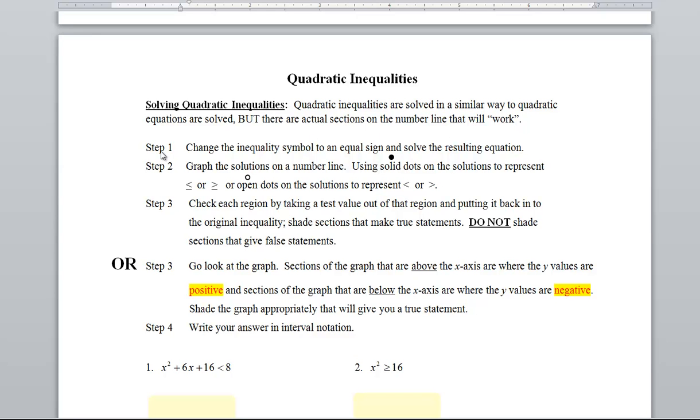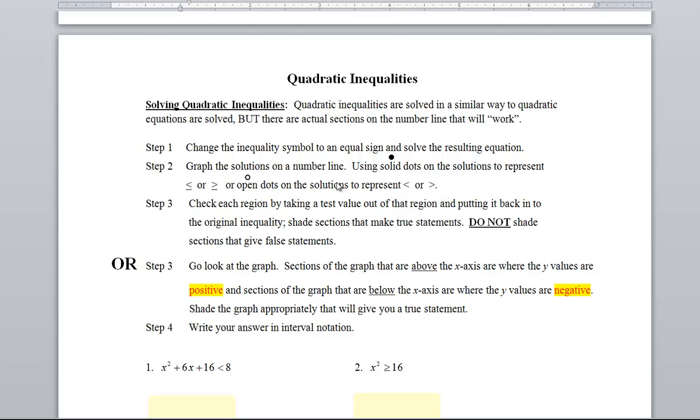Step 1 and step 2, always got to do this. Step 1 can vary. Change the inequality symbol to an equal sign and solve the resulting equation. This gets you back to something that you've already done. Step 2, graph the solutions that you found in step 1 on the number line. Use solid dots on the solutions to represent less than or equal to or greater than or equal to, or open dots on the solutions to represent less than or greater than.